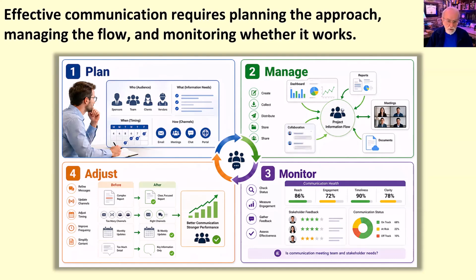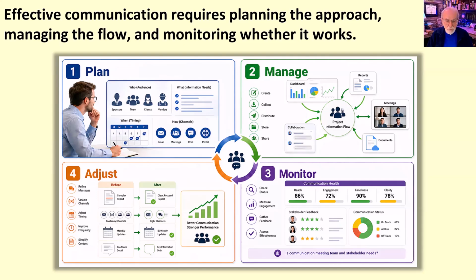Monitoring communication asks a different question. Is the communication approach working? Are stakeholders informed? Are team members aligned? Are decisions delayed because information is missing? Are people overloaded with too much information or confused by inconsistent messages? When communication is not working, the project manager needs to adjust the approach.